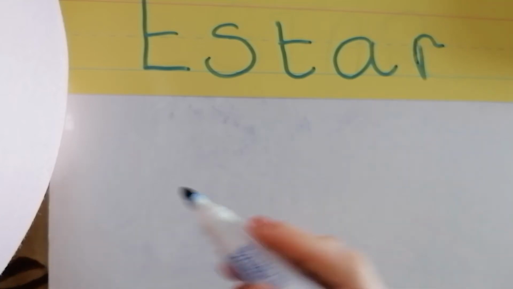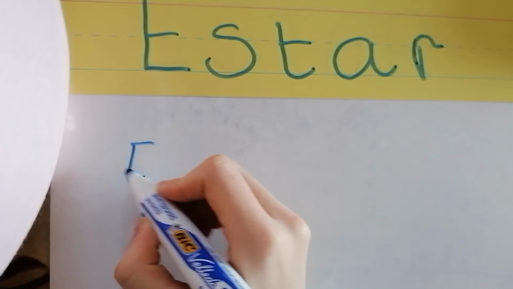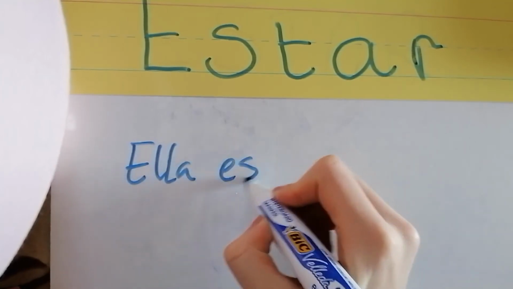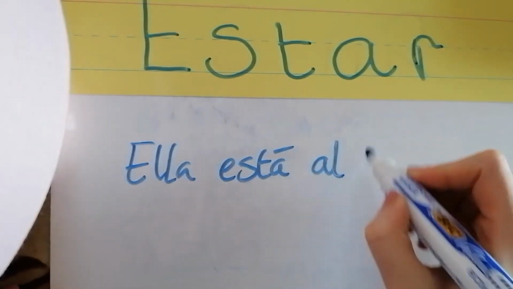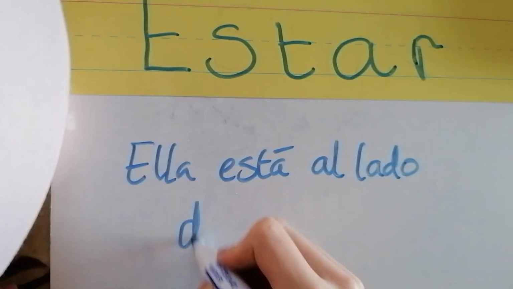So we have position. What else have we got for using estar? What did we say? Location, location, location. Muy, muy importante. Estar is always used with location. So if I wanted to say she is beside the university, so ella está al lado de la universidad.